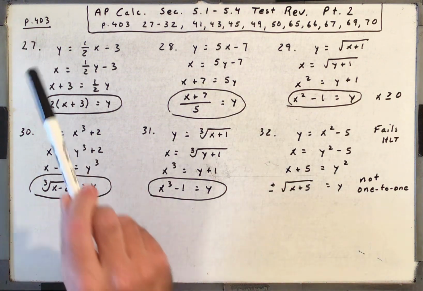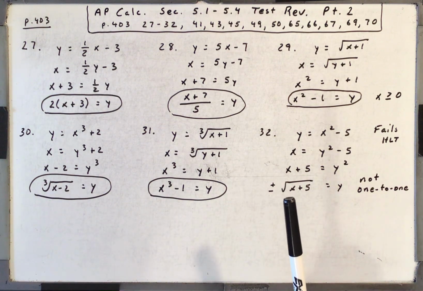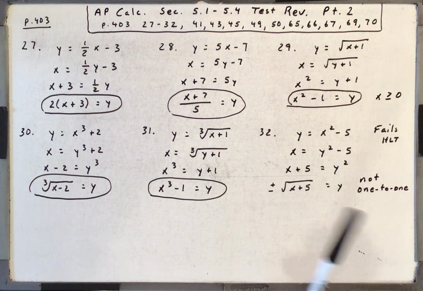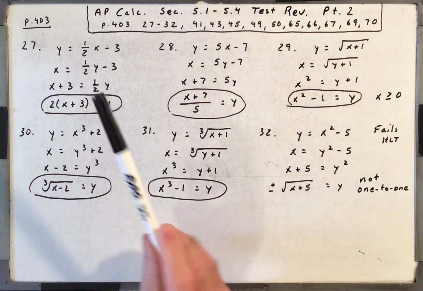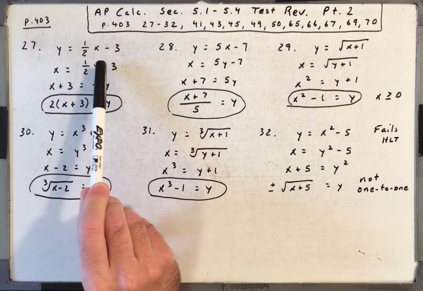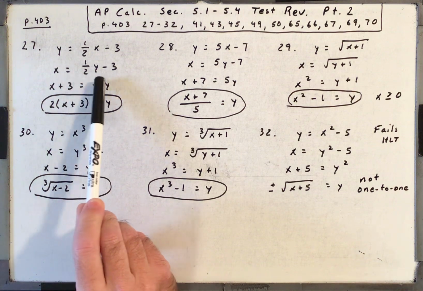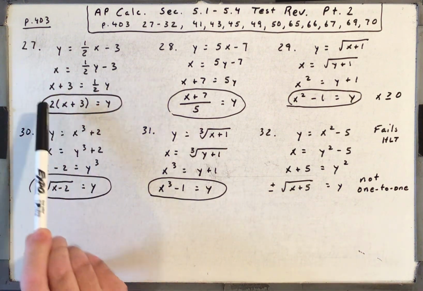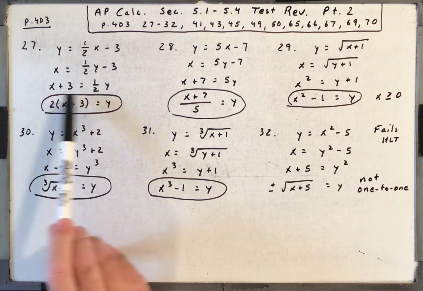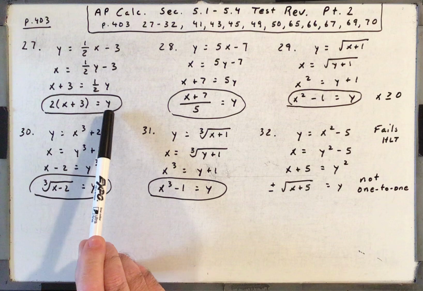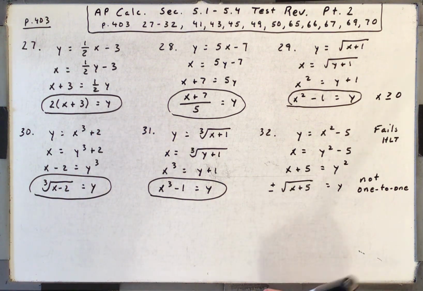So we're on page 403, and number 27 through 32, you're just finding the inverse on all of these. So we're going to use the swap x and y and then solve for y technique. So for 27, we have y equals 1/2 x minus 3. We swap the x and y and have x equals 1/2 y minus 3. Add 3 to both sides. We have x plus 3 equals 1/2 y. And then multiply both sides by 2, and you'd have 2 times x plus 3 is equal to y. And that's our inverse function.